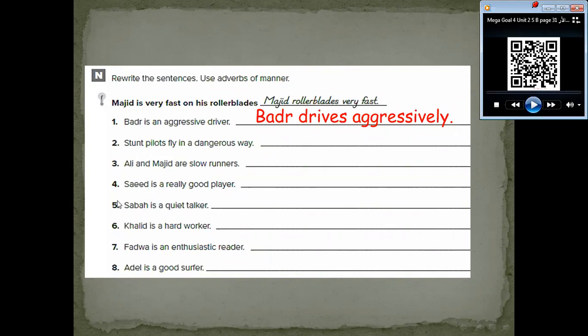مستر عبد الرحمن, I want you to answer number 2. Number 2. Yes. Stunt pilot fly in a dangerous way. Stunt pilots fly dangerously. Good. Excellent. ممتاز، برافو عليك يا عبد الرحمن.